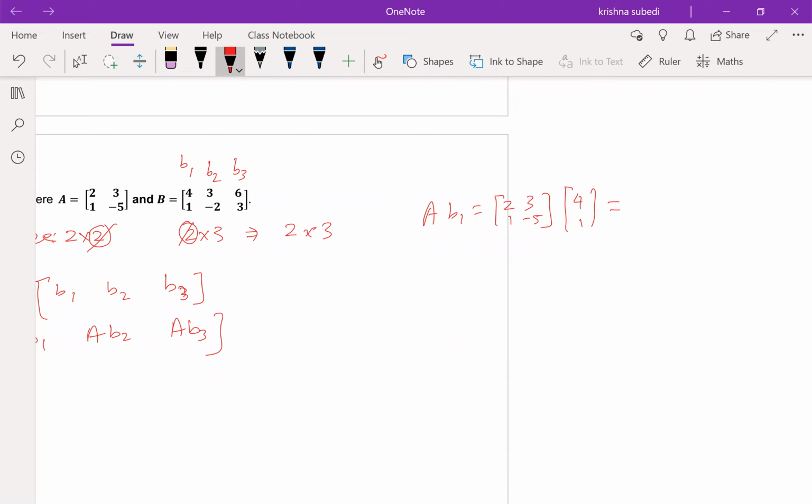The row with column. Remember that, row with column. Remember, this is 2 by 2, this is 2 by 1, so the resulting matrix should be 2 by 1. So, row with column, 2 times 4 plus 3 times 1. We are done with that.